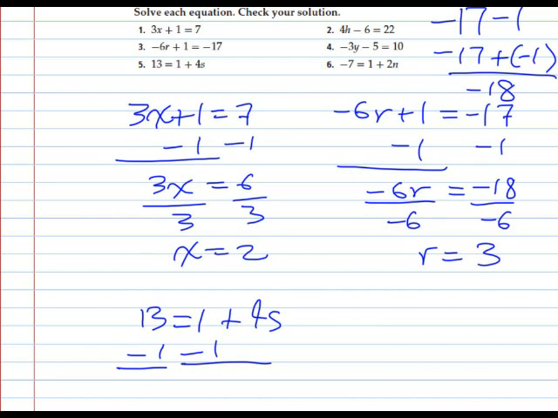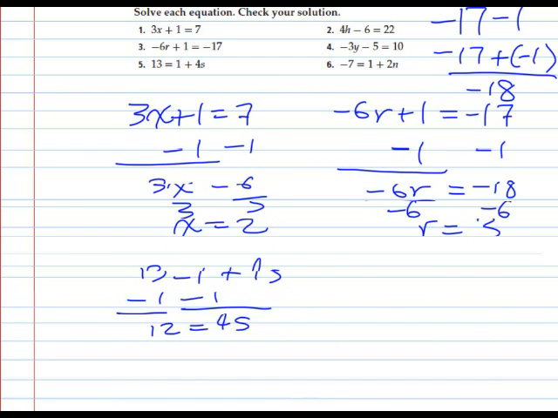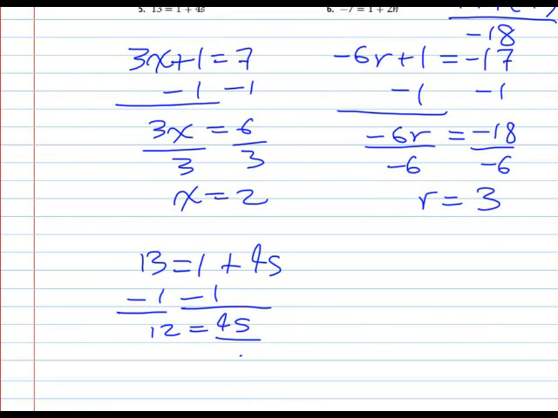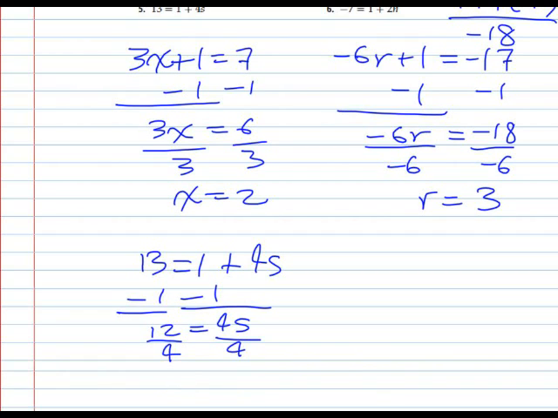And finally, number 5. 13 equals 1 plus 4s. Subtract 1 from both sides. 12 equals 4s. Undo the multiplication with division. S equals 3.